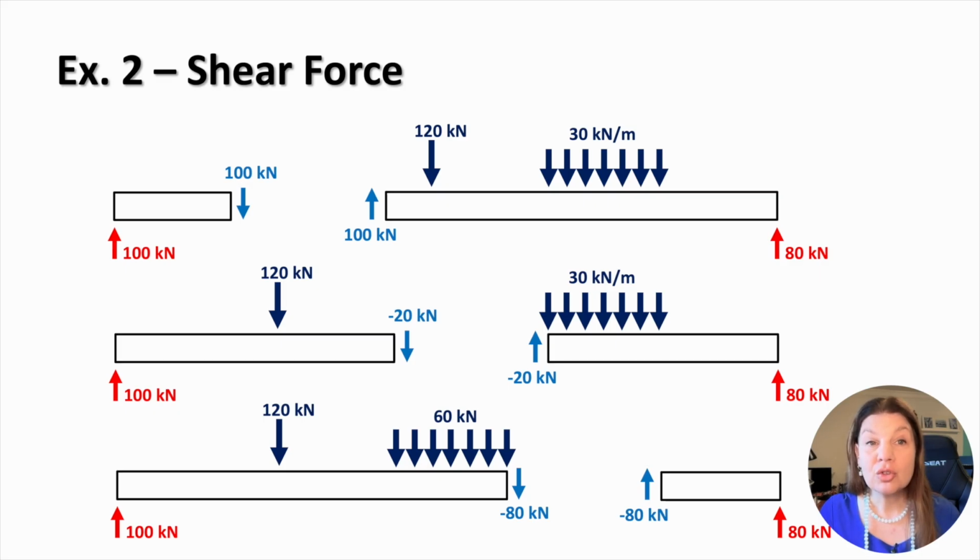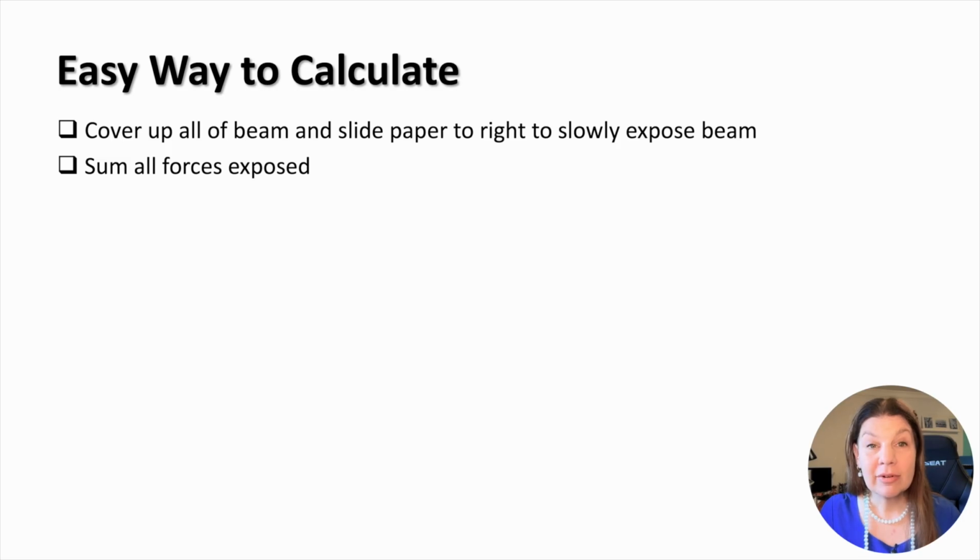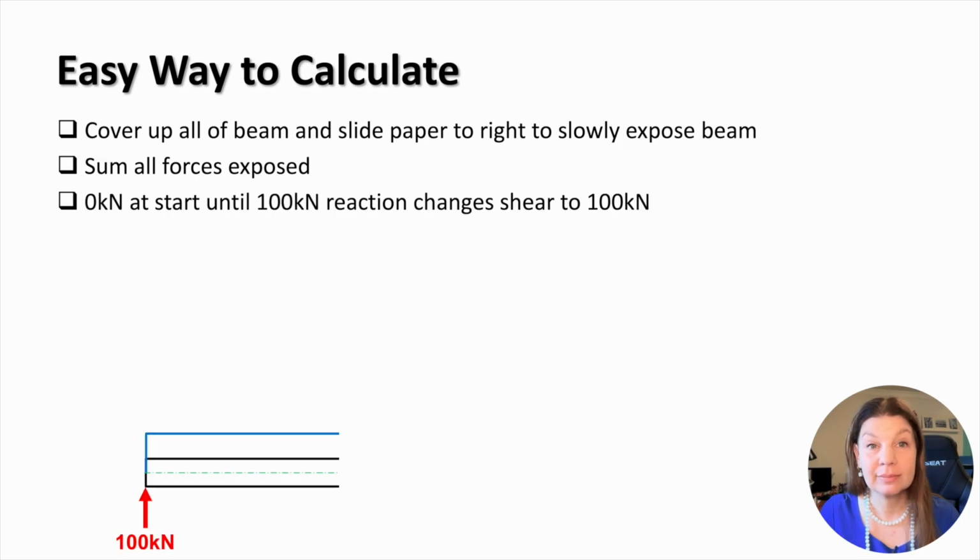A UDL does not cause a jump. Instead, it causes the shear to change gradually because the load is spread continuously along the beam. So under the UDL, the shear force varies linearly. The same cover-up method can be used here. We cover the beam and slide the paper gradually from left to right, summing all the exposed vertical forces and taking downwards as positive in this method.